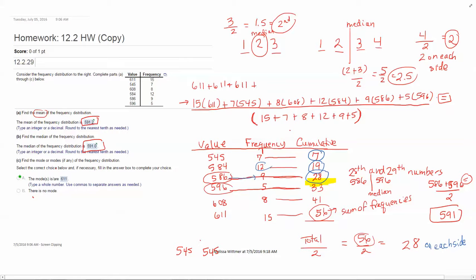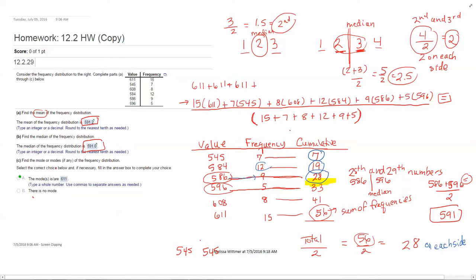So again, it's just like up here in this simple example where I had 4 numbers and I did 4 divided by 2 is 2, and I wanted 2 on each side. That means that my median is between the second and third numbers, and that's exactly where it landed. Here's my second number, here's my third number. In between those is where the middle was, so I would average the second and the third numbers together.